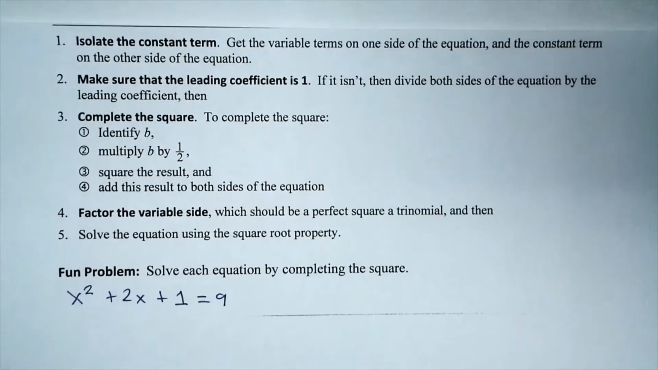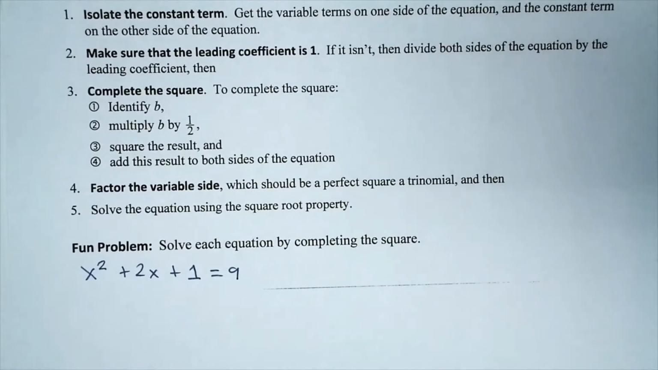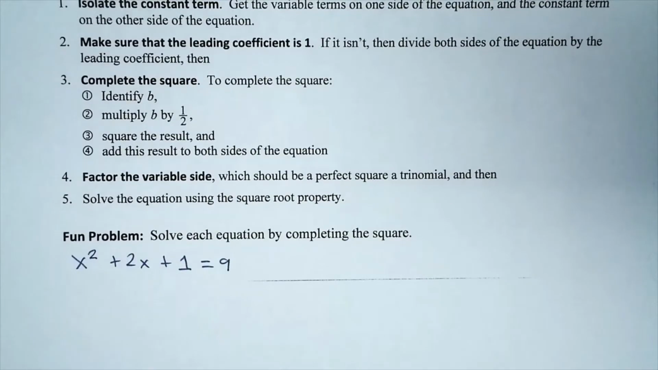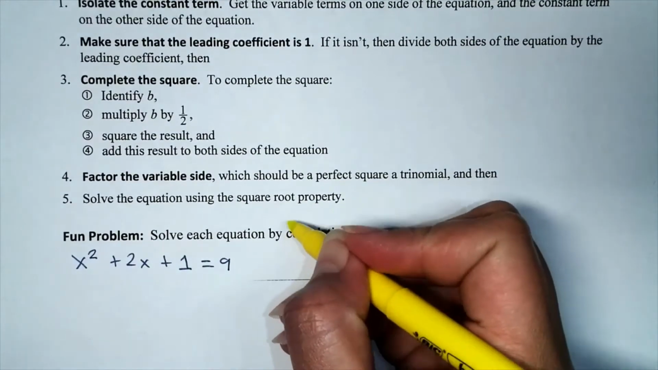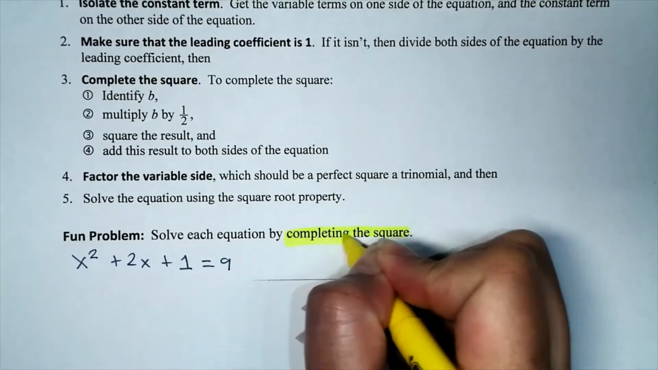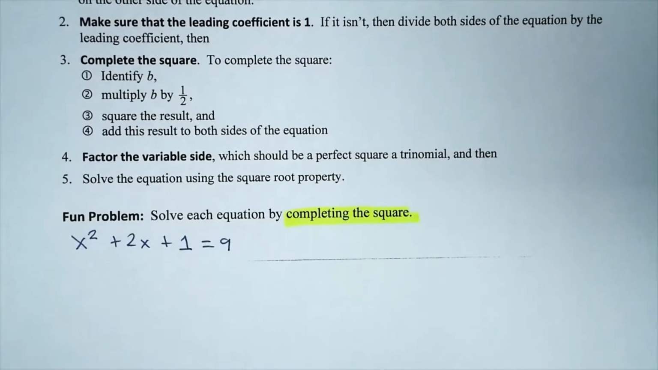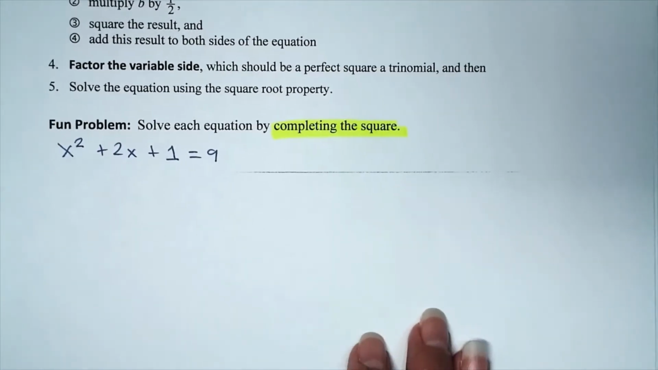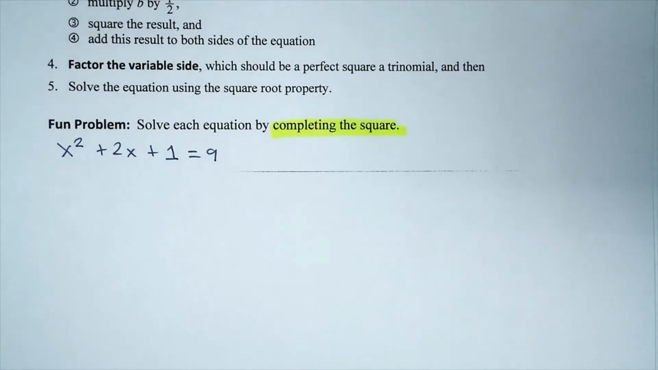So our first fun problem reads, solve each equation by completing the square. I want to point out that the directions do not give you the green light to solve this however you'd like. We have to solve it by using this technique, or that's it. So it's completing the square or bust. Let's go ahead and do the two prerequisite steps.